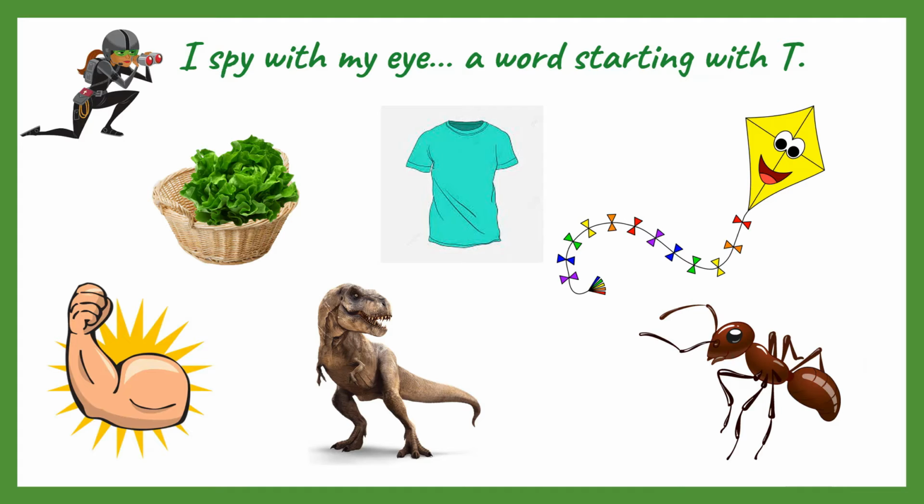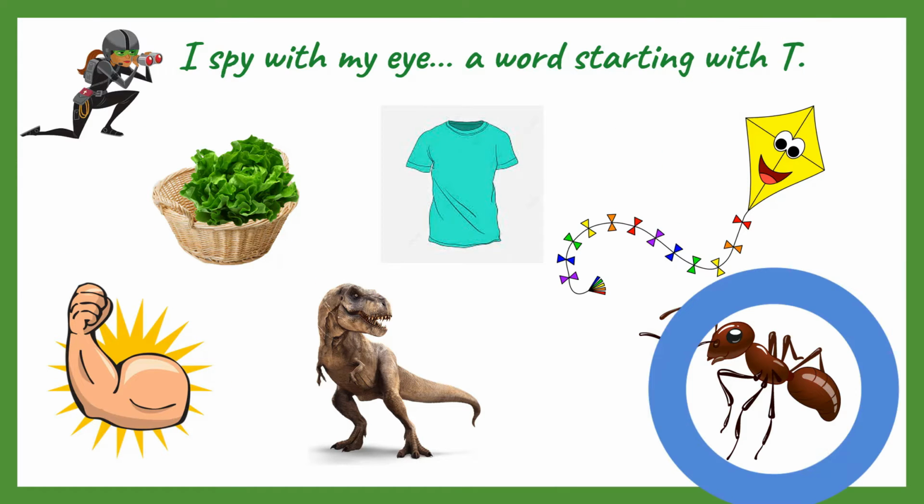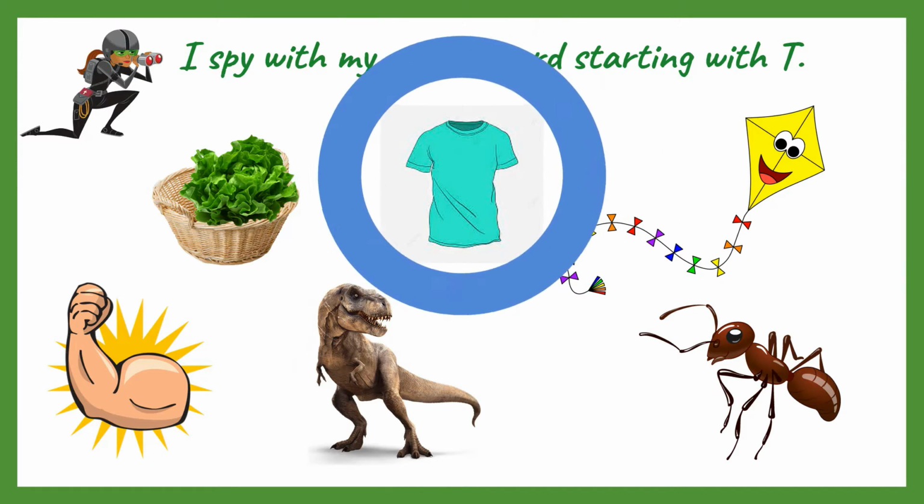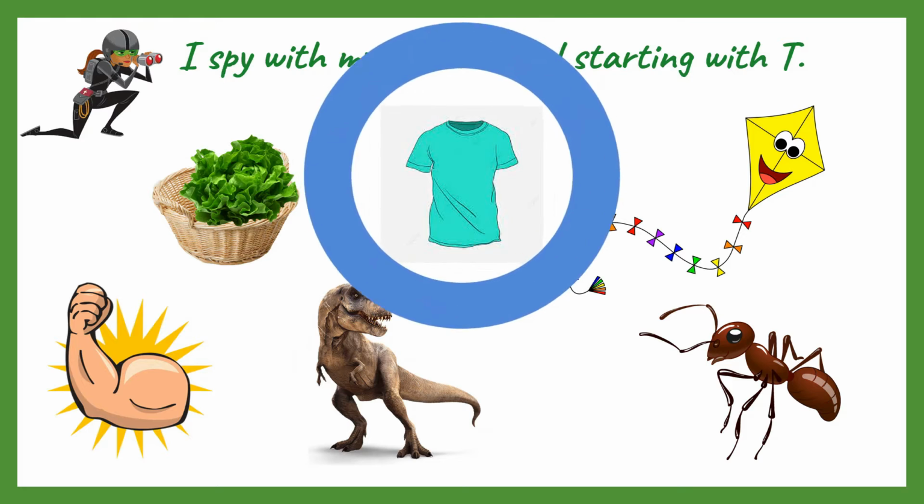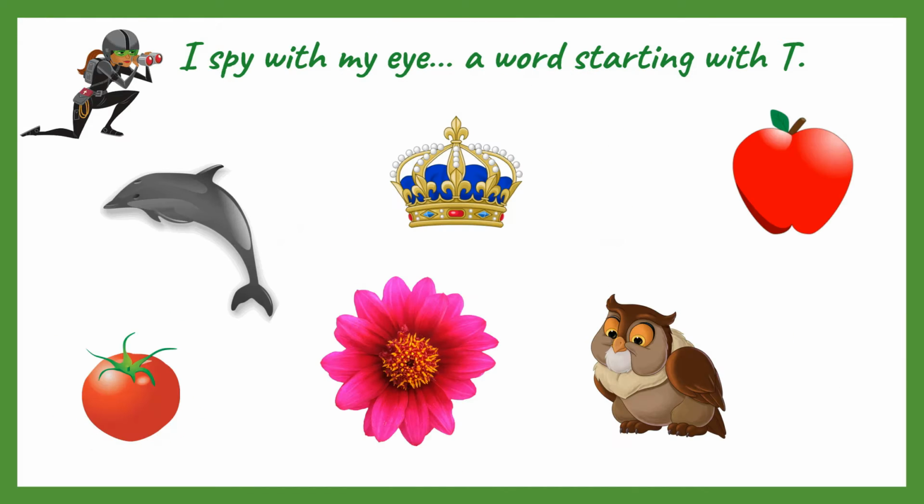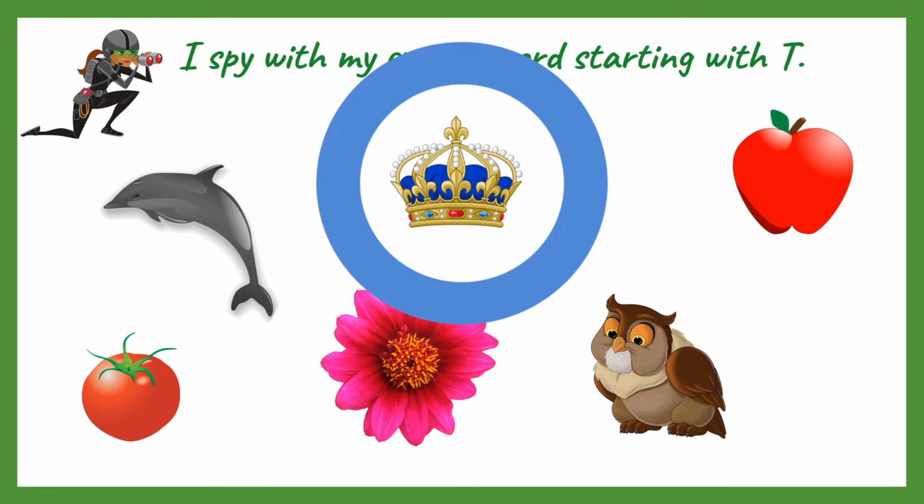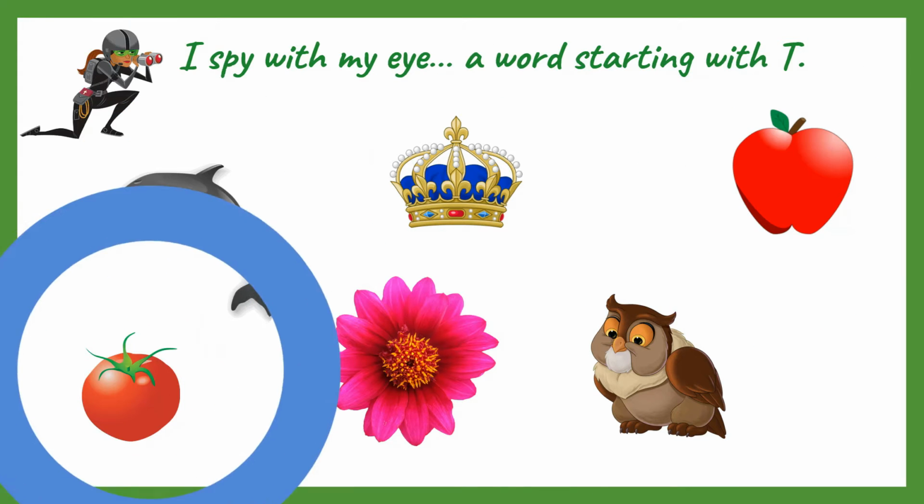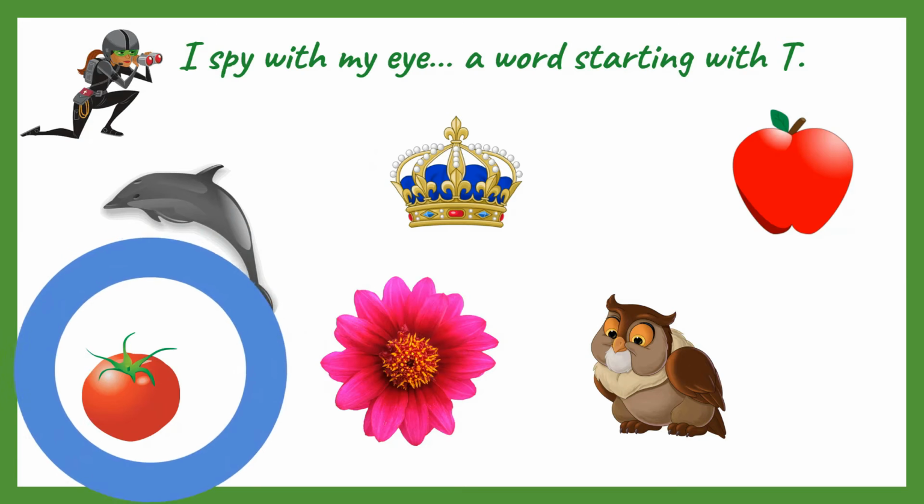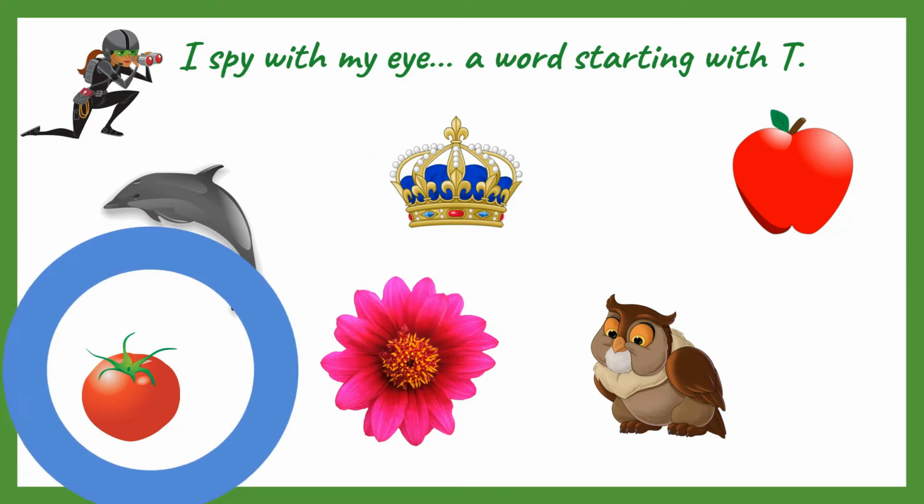Let's see the next. I spy with my eye a word starting with T. Can you see it? Excellent! It's t-shirt, t-shirt, t-shirt. Let's try one more. Are you ready? Go! It's tomato, tomato, tomato. Excellent!